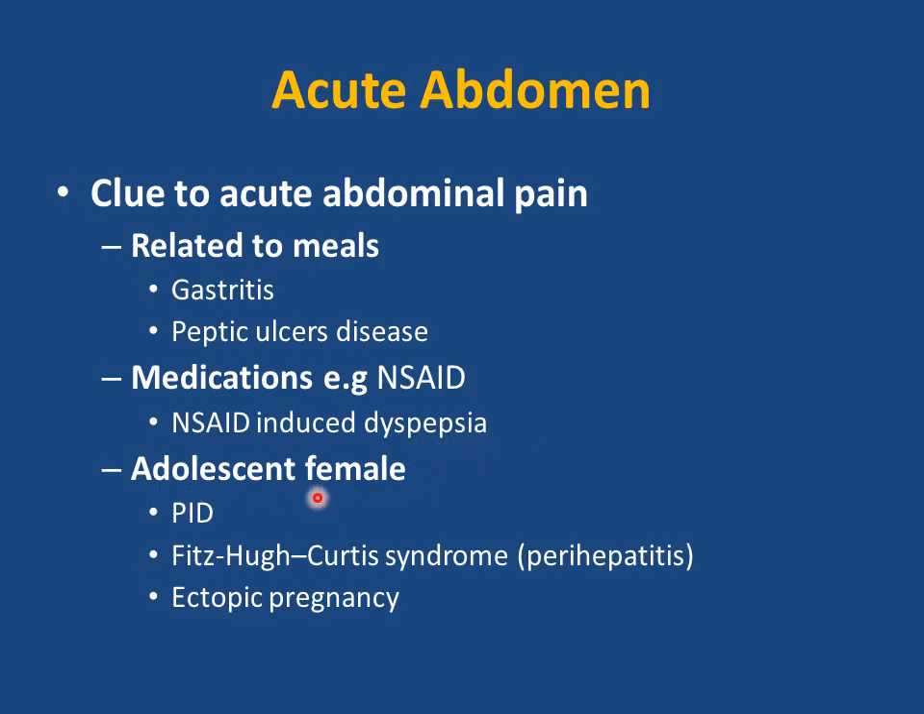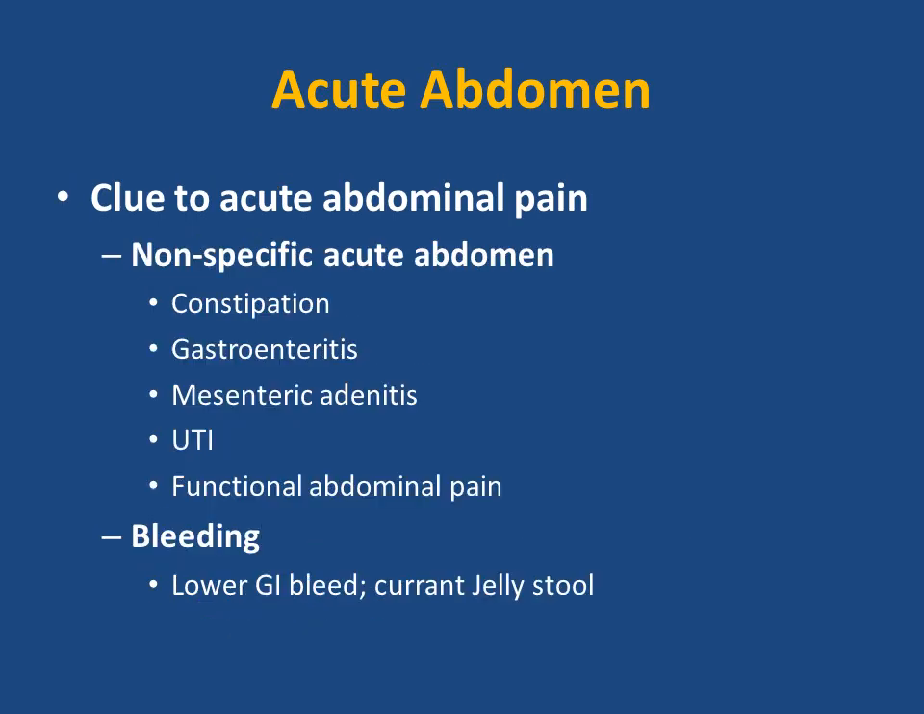Female adolescents, when they present with pain, you should consider pregnancy or PID, pelvic inflammatory disease, Fitz-Hugh-Curtis syndrome, perihepatitis, and ectopic pregnancy. So any adolescent female present with acute abdominal pain, you should do a pregnancy test.